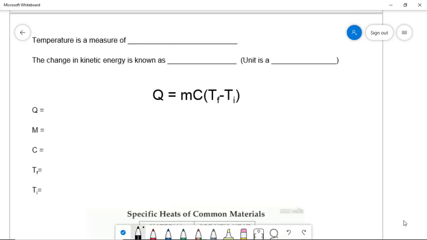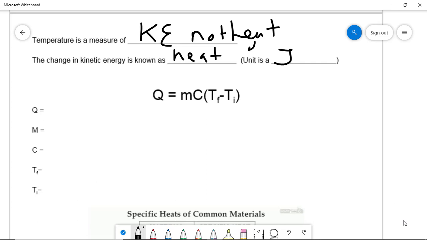Another thing to keep in mind: make sure you know that temperature is a direct measure of kinetic energy. It is not heat. Heat is the transfer of energy from one thing to another. So when I take the temperature of something, I'm not measuring heat, I'm measuring the kinetic energy. When I look at the change of kinetic energy, or how that has changed over time, that can be referred to as heat, and the unit for that is the joule.